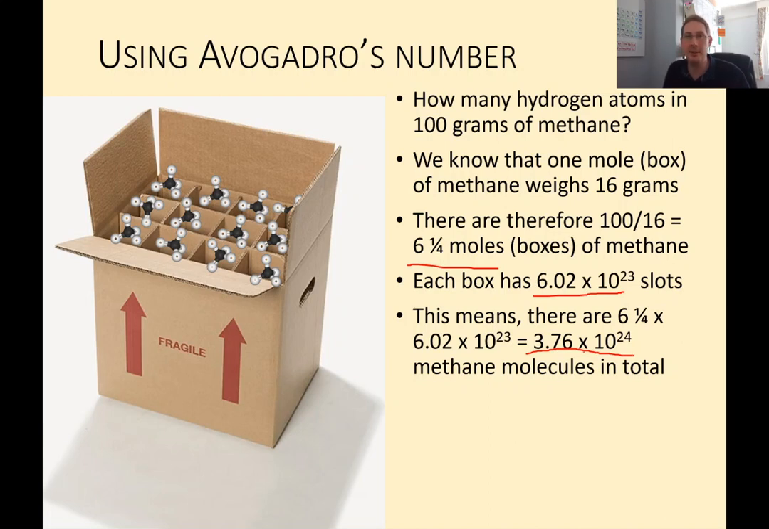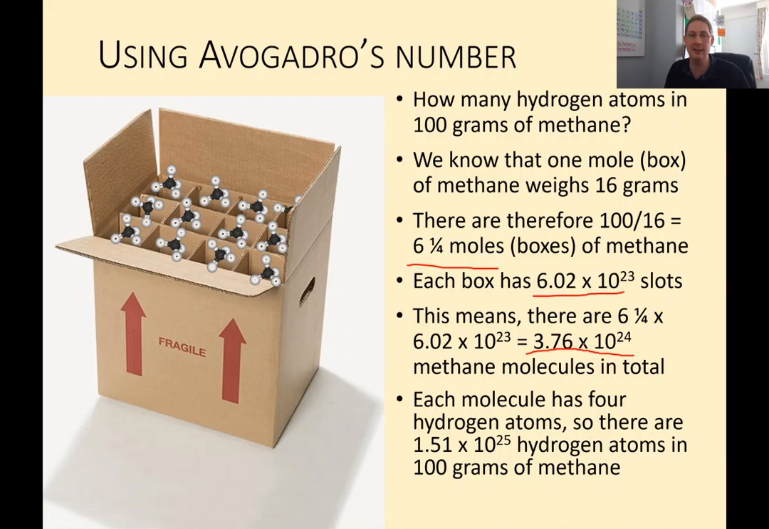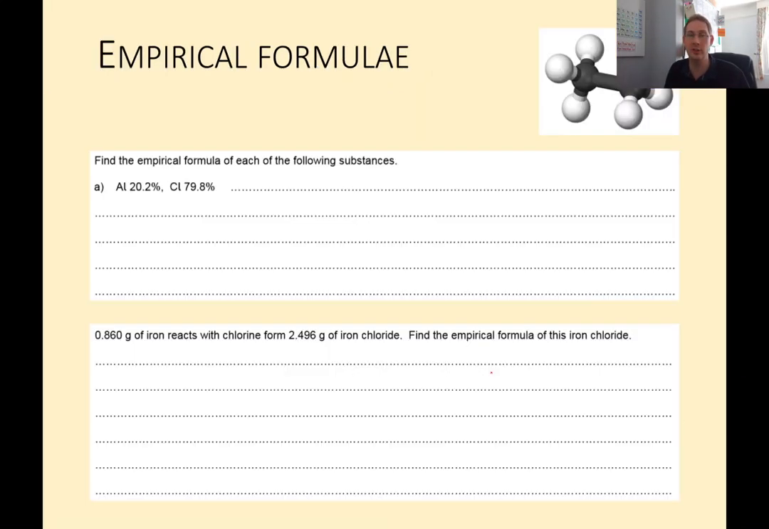But this is the bit where people get stuck, trying to translate that into the number of hydrogen atoms. Well, again, all we need to do is think, here's methane, 1, 2, 3, 4 hydrogen atoms. So if we know there's that number of molecules, we times it by 4, and we get an answer of 1.51 times 10 to the 25 hydrogen atoms. It's quite straightforward, yet students struggle. Make sure you can do those questions.